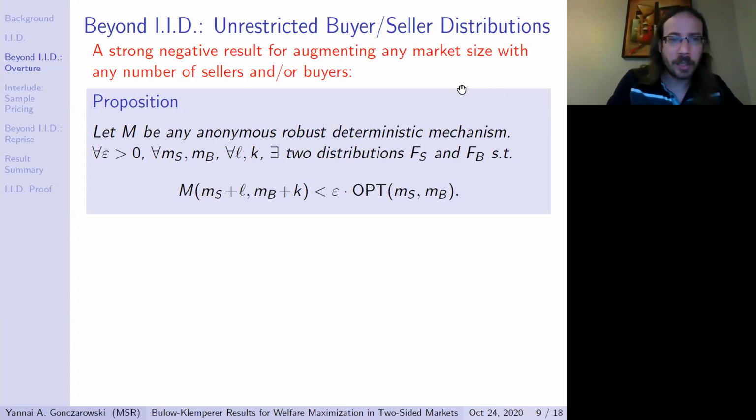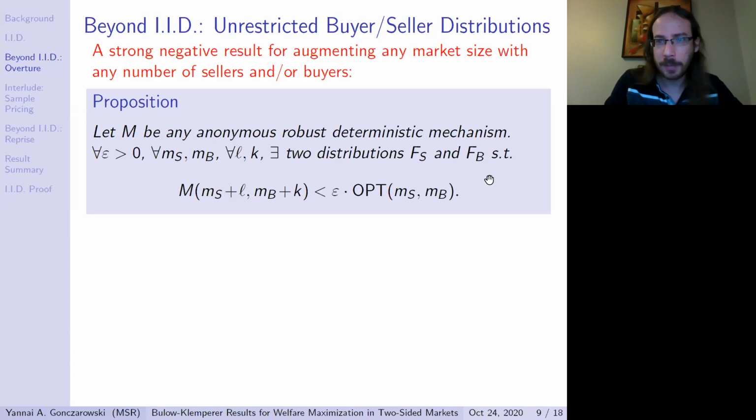Okay, so what's the negative result? Let M be any anonymous, robust, deterministic mechanism. For any epsilon, this mechanism is going to get less than epsilon times the optimal. For any number of sellers and buyers in the original market, and for any number of sellers and buyers that you add to create the augmented market, there exist two distributions, Fs and Fb, such that this mechanism in the augmented market doesn't even get an epsilon fraction of the gains from trade of opt in the original market.